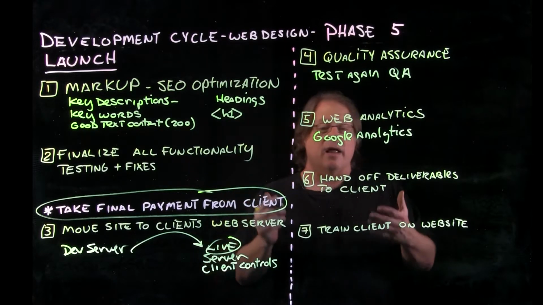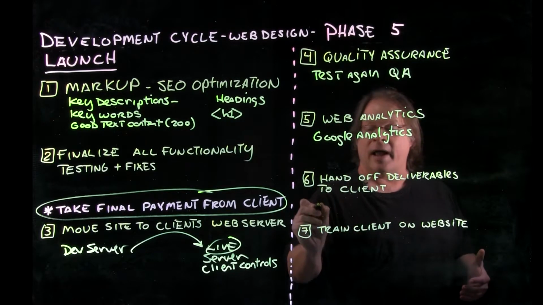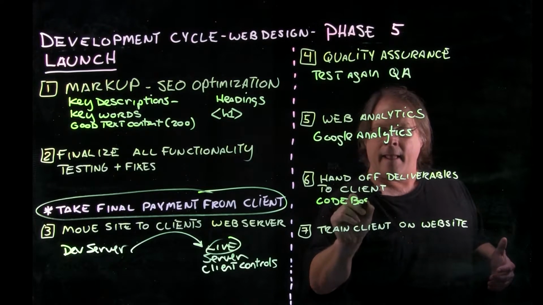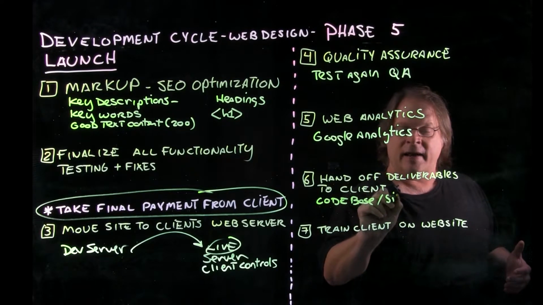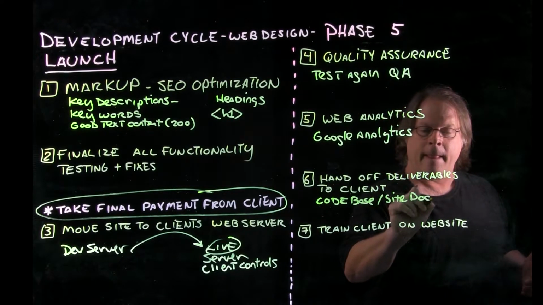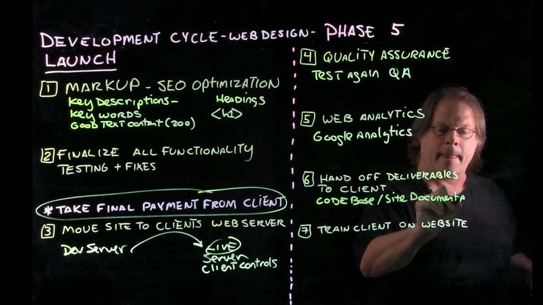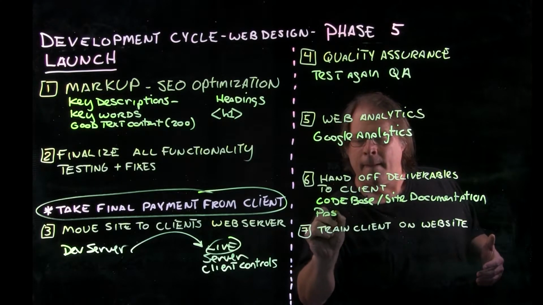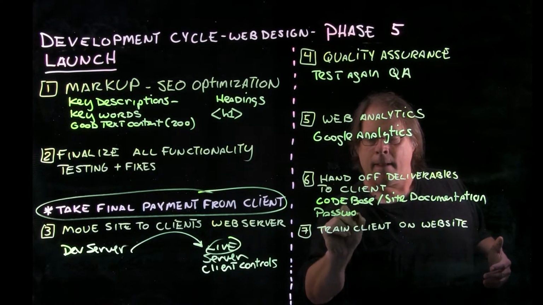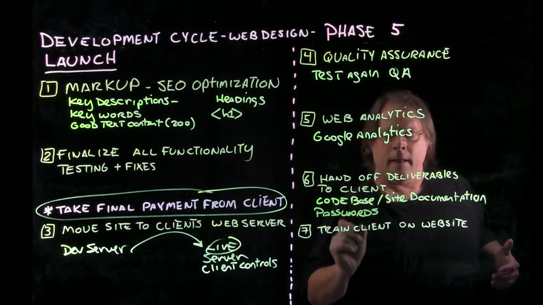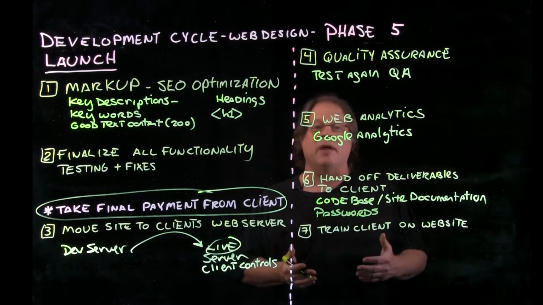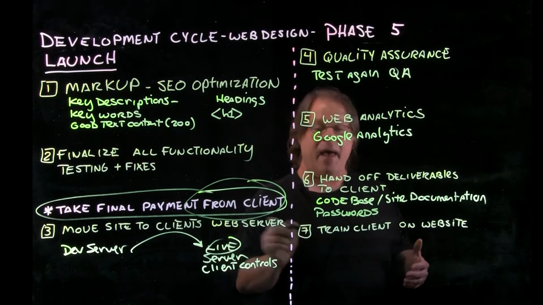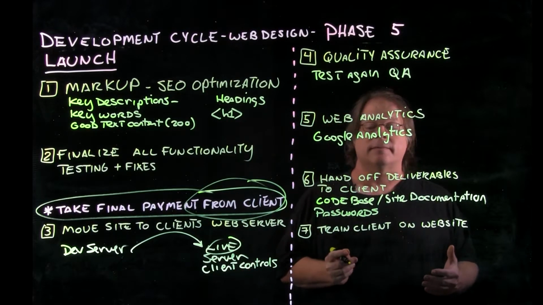After you've done all that, you hand off the deliverables to the client. You hand off copies of the code base, any site documentation, any passwords, so that your client actually has a copy of all the work you've done. But of course, get paid before you give them this.